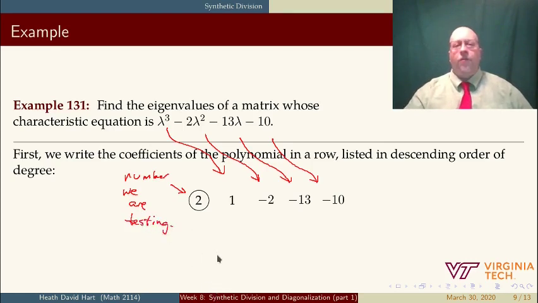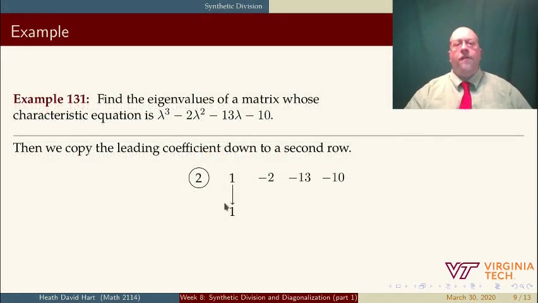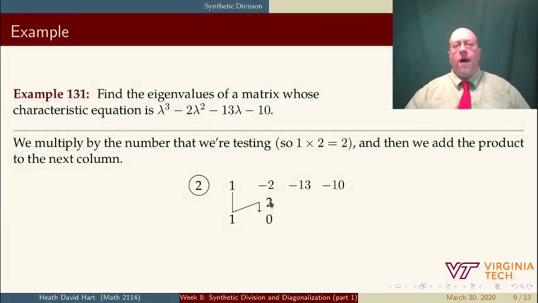And here's how we test the 2. We initialize the process by just copying the leading coefficient down to a second row. I'm just going to take that 1 and bring it down here, not do anything with it. But from here on out, I'm going to multiply and add to the next column. Let's say multiply, then add to the next column. So 1 multiplied by 2 gives me a positive 2, and then I'm going to add that to the next column, and that gives me a 0.